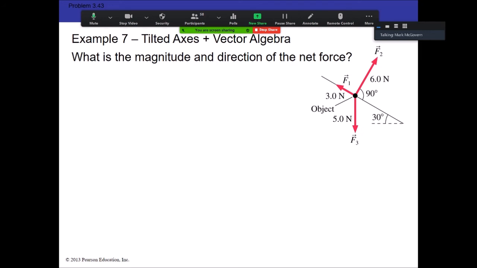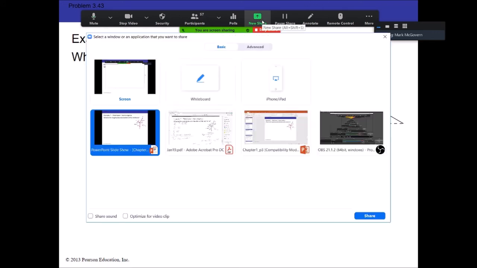We have a situation where we have 3 force vectors, and they're being applied to an object that is on a 30-degree incline. Now, as you see here, 2 of the vectors run either parallel or perpendicular to the surface. Only one vector goes straight down. So this is a situation where we'd want to use a tilted coordinate system because there are more vectors along the axes than not, and it will make the mathematics easier. Because if I have a tilted coordinate system, F3 is the only vector with components. So that's going to be easier for us.